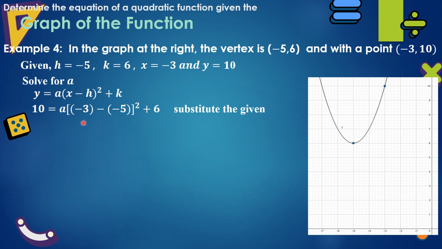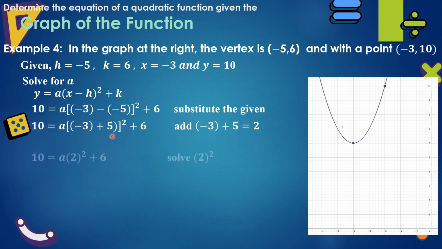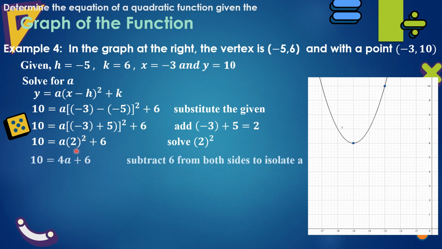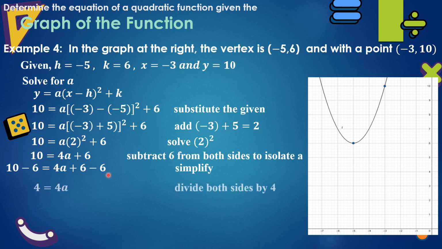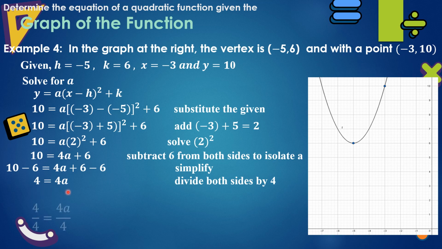Negative 3 minus negative 5 is negative 3 plus 5, and that is 2. The square of 2 is 4, so it is 4a. Subtract 6 from both sides. 10 minus 6 is equal to 4a plus 6 minus 6. So 4 is equal to 4a. Divide both sides by 4. So a is equal to 1.